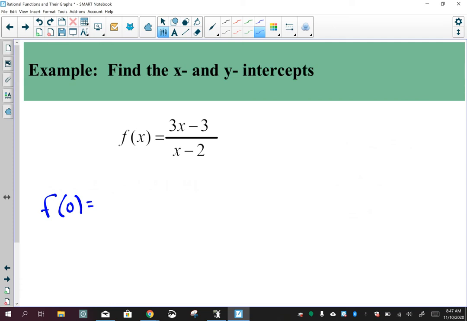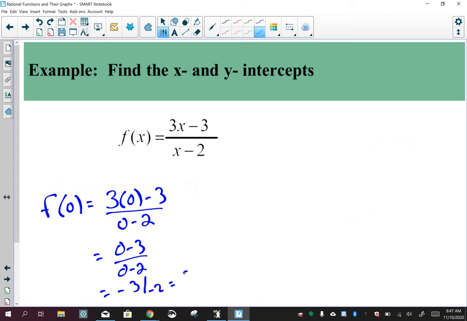Okay, so what you're going to do is evaluate this at x equals 0. And so you're going to say 3 times 0 minus 3 over 0 minus 2, which winds up with 0 minus 3 over 0 minus 2, which winds up with negative 3 over negative 2, which winds up to being 3 halves. So my y-intercept happens at 0, 3 over 2.